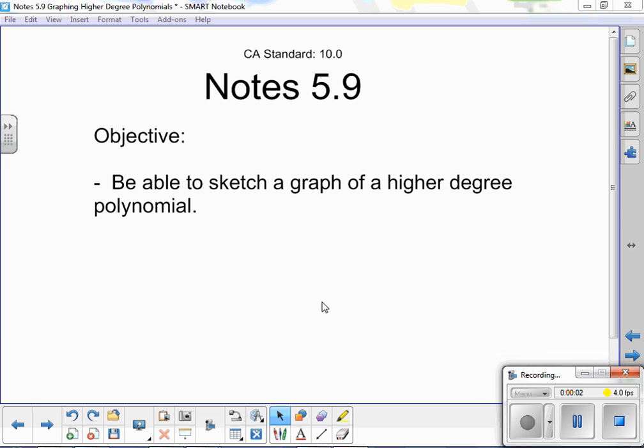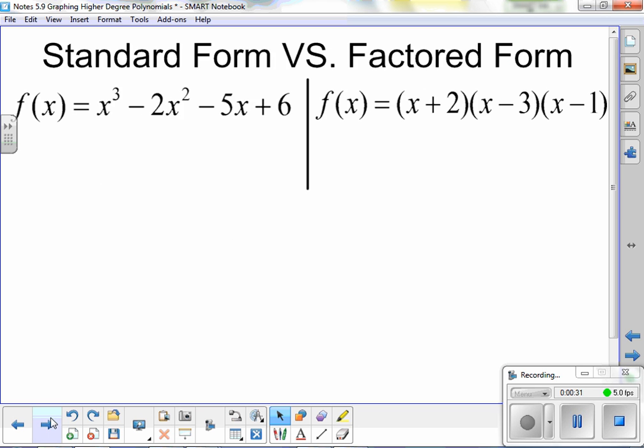All right, so here's your notes 5.9, being able to sketch a graph of higher degree polynomials. This is the culmination of a few of the different sections that we've had, because we got to use, I think, 5.8 and 5.7 in order to do this one, and 5.2 in order to complete this. So we're just going to do sketches here. They're going to be very rough sketches, so it's not going to be exact. That's what you guys can do in pre-calc and calculus, is make it more exact. But for right now, we're just going to be doing some rough sketches.